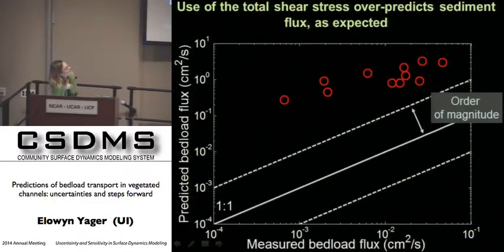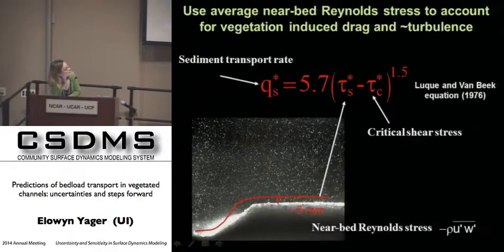So here I have our 12 runs from our experiments. We use the total shear stress, which systematically over-predicts sediment transport rate, as we would expect, because we're not accounting for the fact that a large portion of that total shear stress is being borne by the vegetation and isn't actually acting on our sand bed. So that's really nothing new. What can we do now to really help these predictions?